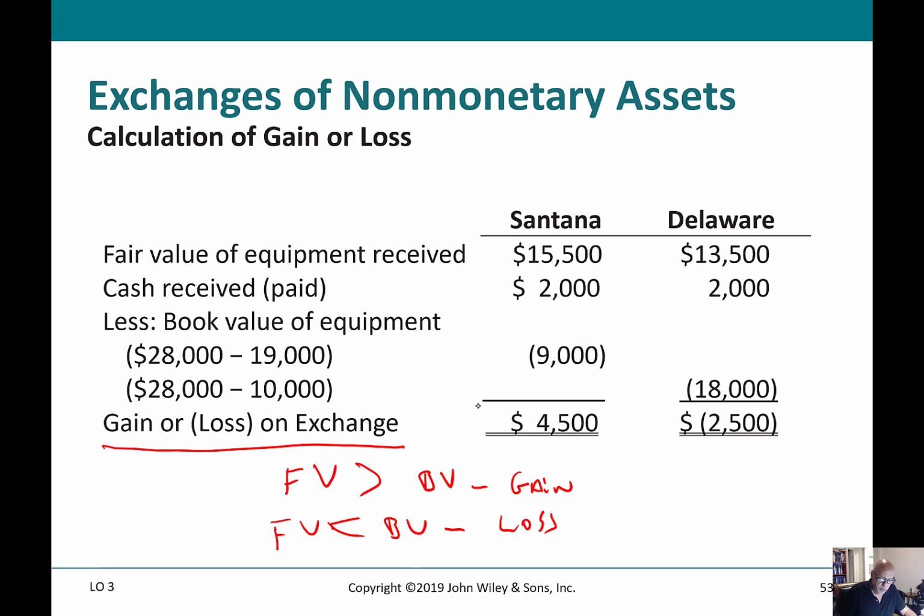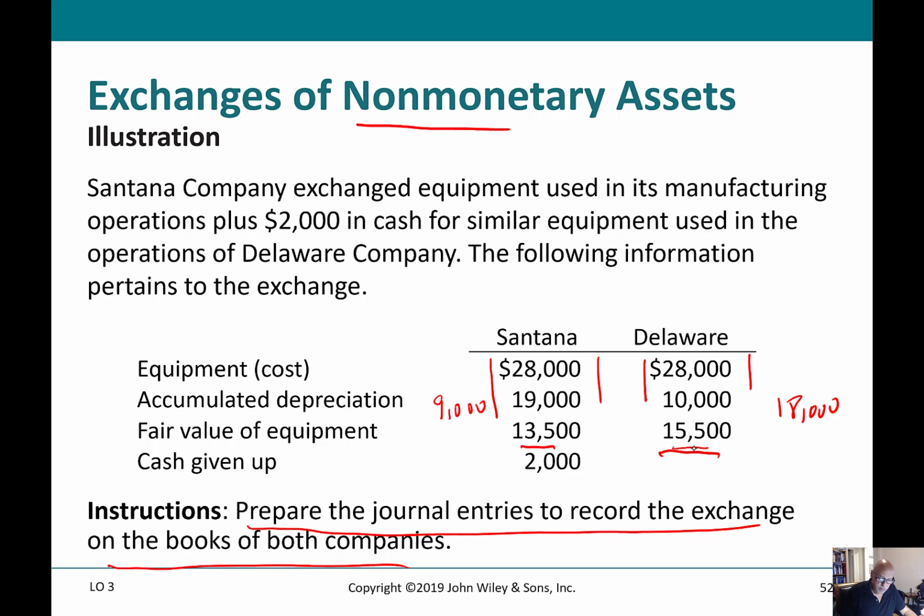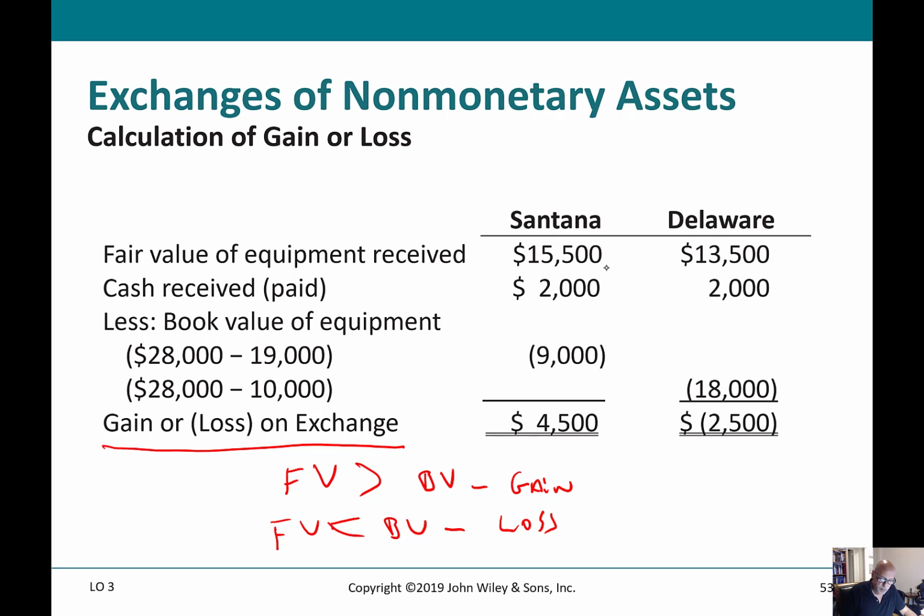Let's take a look at that previous slide. Fair value is $15,500 for the Delaware equipment, and it has a book value of $18,000. They're just saying they received that equipment from Delaware. So as far as Delaware is concerned, $15,500 less the $18,000 book value gives me a loss of $2,500 for Delaware. The Santana equipment, remember Delaware is receiving this equipment from Santana. So this was Santana's equipment, $13,500 minus the $9,000 book value gives me $4,500, and that's a gain situation. Just showing you the way they presented that.